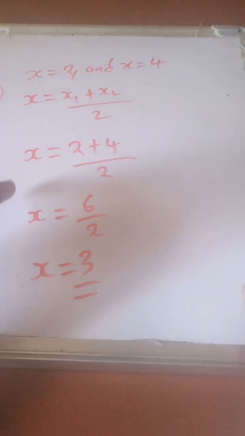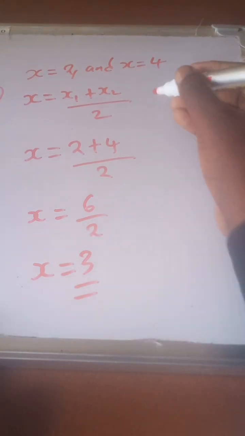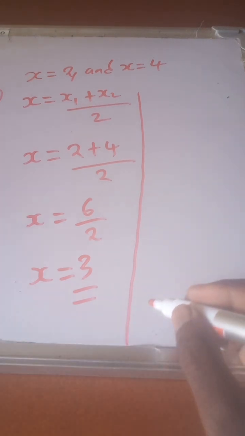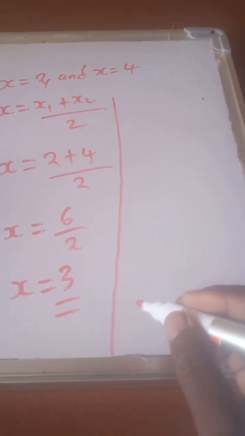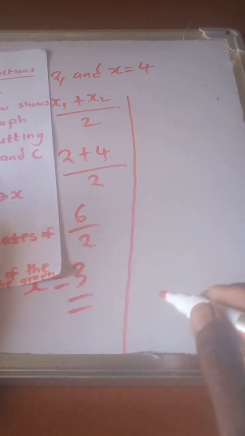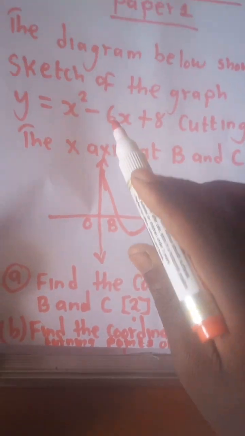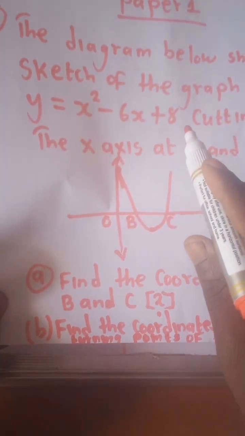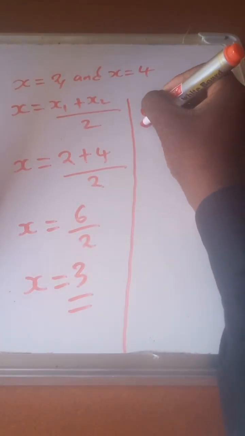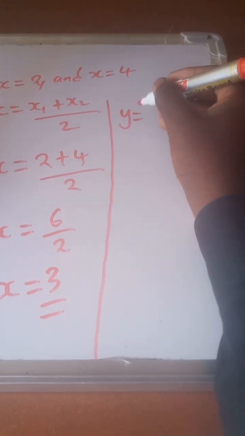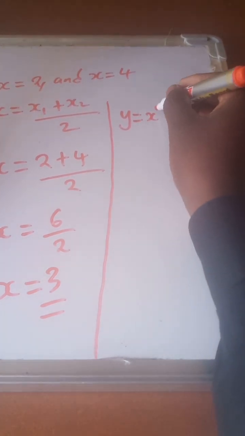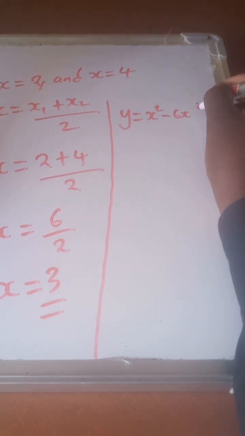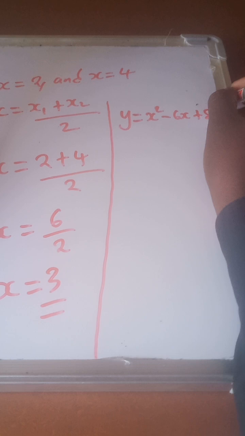So this is the x coordinate, but I have to find the y coordinate. Here, what I was doing was to find the x coordinate. For me to find the y coordinate, I have to use the equation which was given in the question. For me to find y, I use this equation: y is equal to x squared minus 6x plus 8.